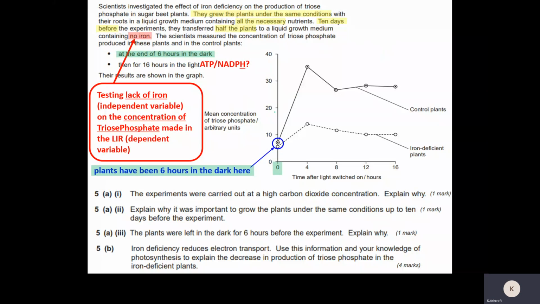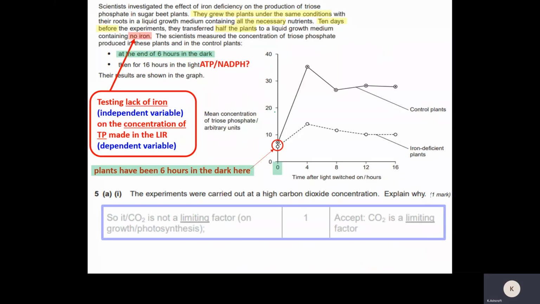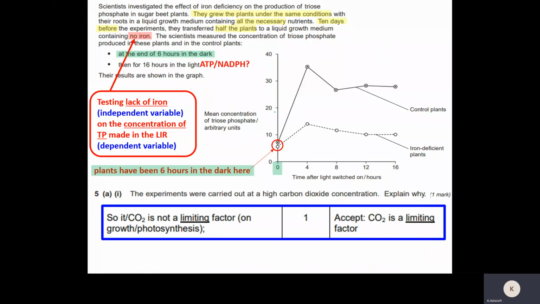So as long as we've got a very high concentration of carbon dioxide, we know that it's not going to be limiting in terms of the Calvin cycle. So it allows us then to investigate the effect of the lack of iron. So if we look at the answers for question 5A, number 1, if carbon dioxide concentration is nice and high, that is not going to become a limiting factor for the light independent reactions. So we assume that that is not going to impact the production of triose phosphate, because we're not investigating the concentration of carbon dioxide.